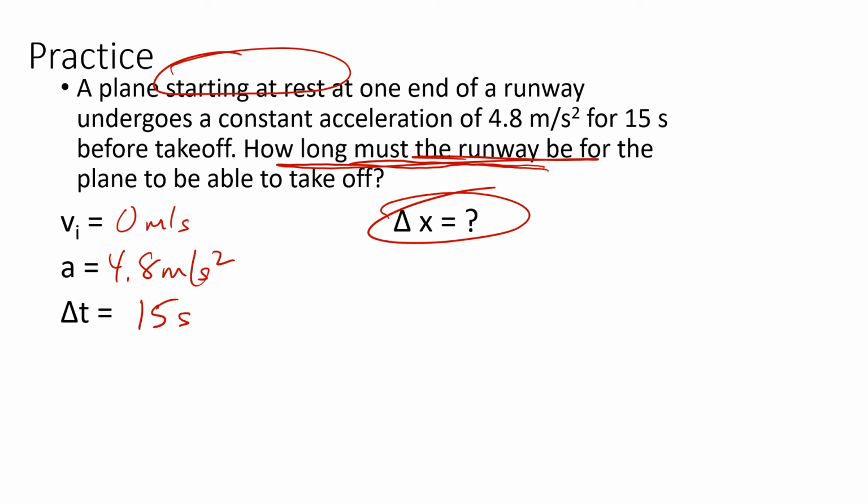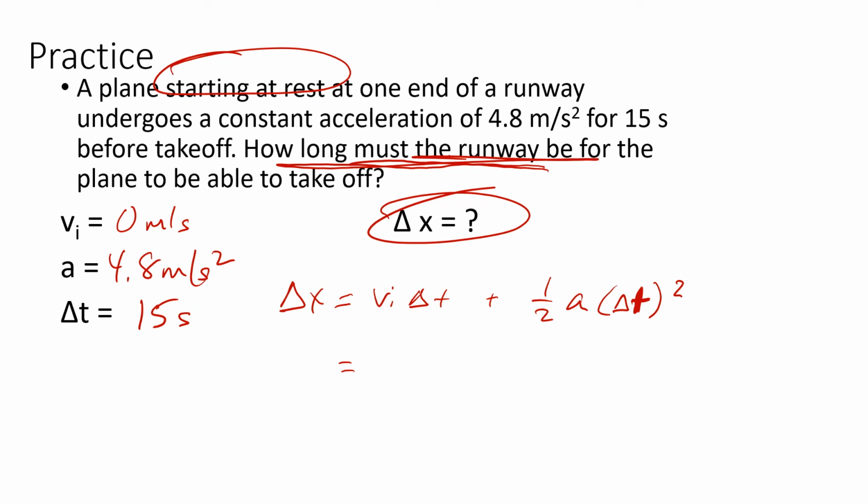So notice how we're only given a Vi, an a, and a delta t. So delta x equals Vi times delta t plus half a delta t squared. Don't worry, you're going to be given these. You just have to learn how to recognize them, and I'll do my best to help you do so.